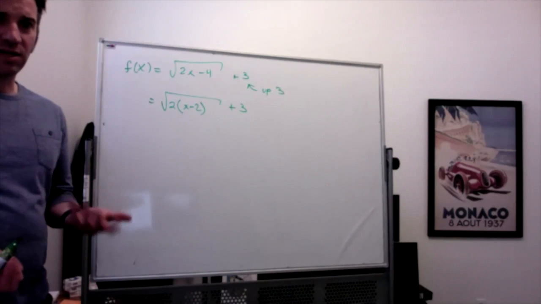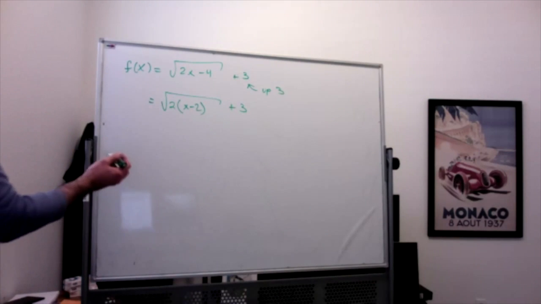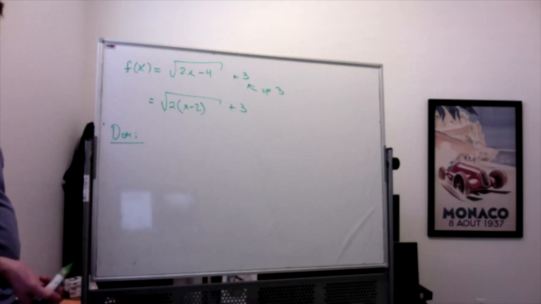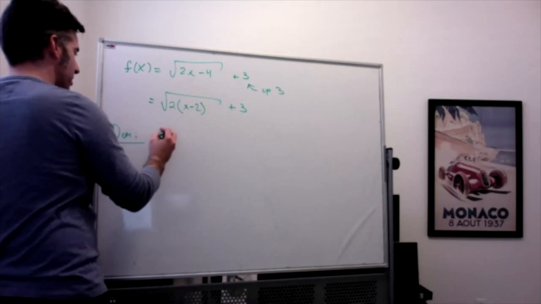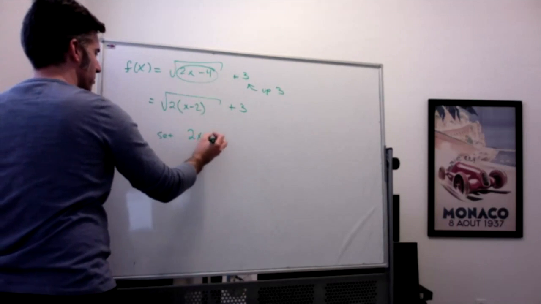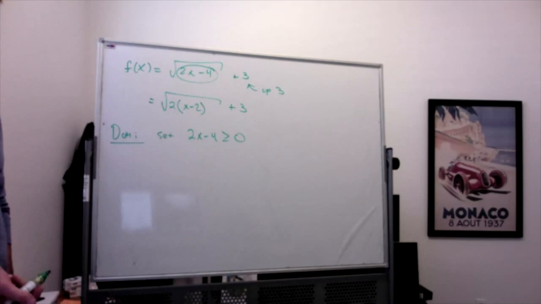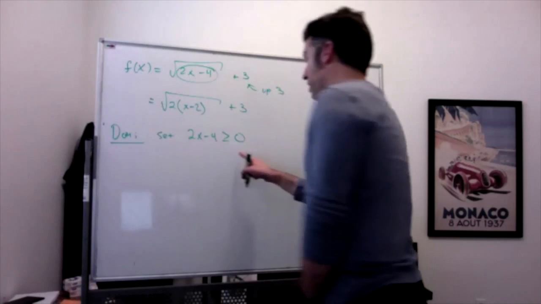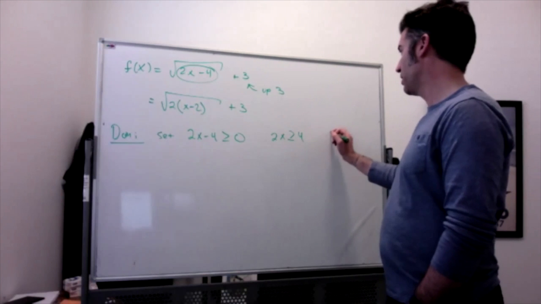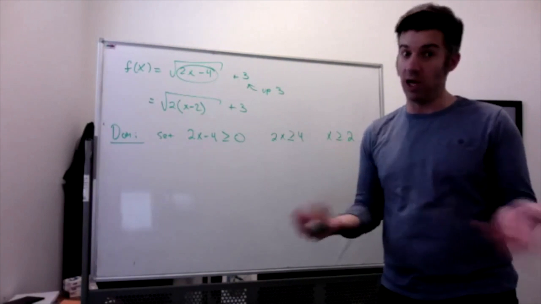And that might be kind of hard to see. So what I would actually really recommend here is, before you do anything else, let's talk about the domain. So for the domain here, I'm going to set the insides of the square root to be greater than or equal to 0. Right? For a square root, that always has to be true. So then, if I solve for x, 2x is greater than or equal to 4, x is greater than or equal to 2. So we're starting at 2, not at 4.